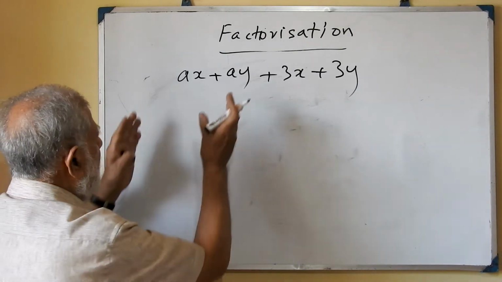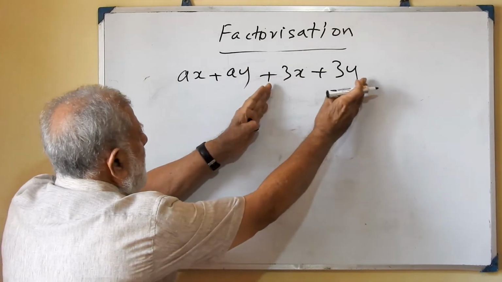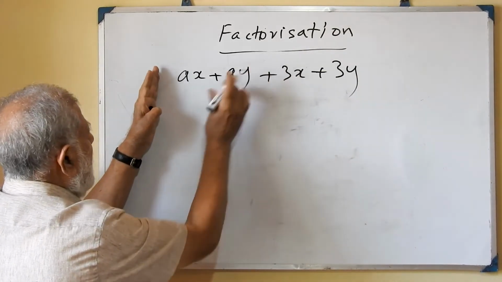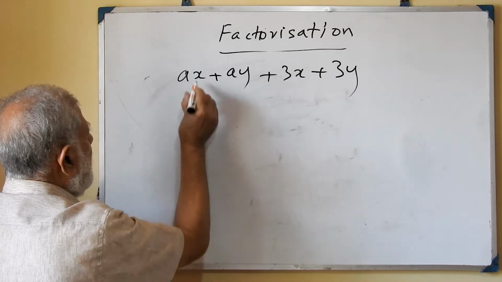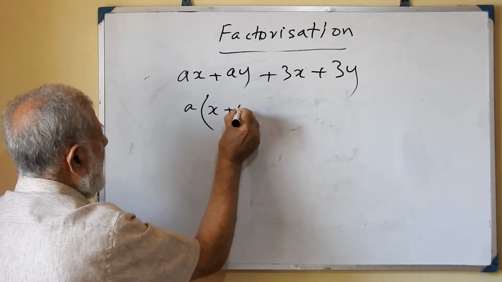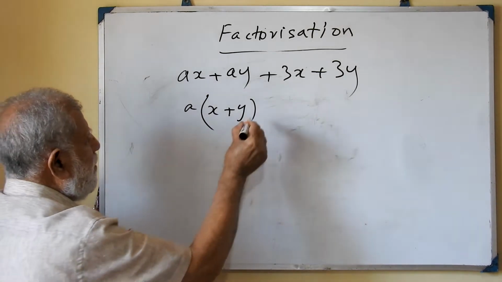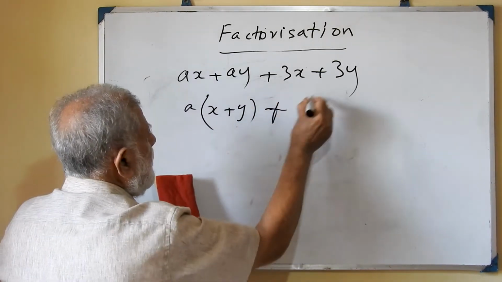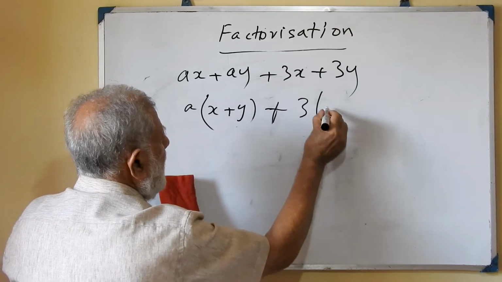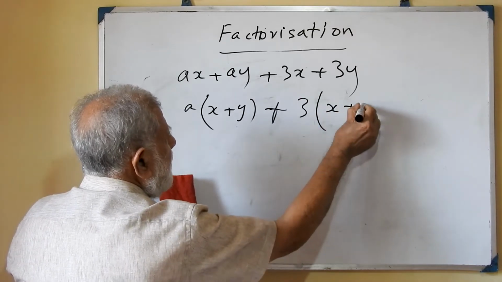So what we do is we take this as one group, this as another group. For this group, what is common? A is common. Take out A. Then what is remaining here? x plus y. So we have factorized this part. And this plus, for this group 3 is common. You take out 3 and remaining here is x plus y.